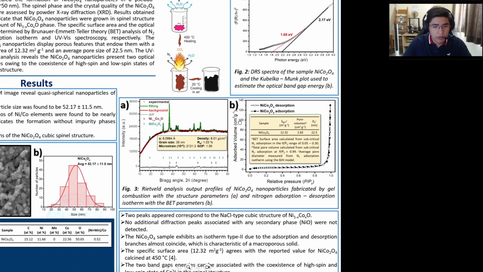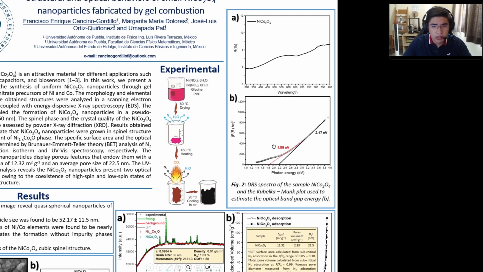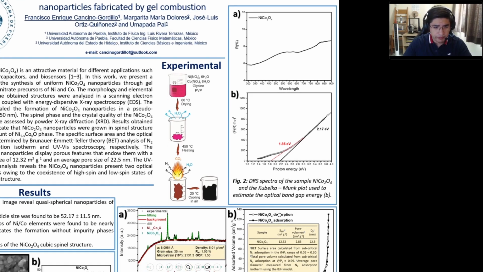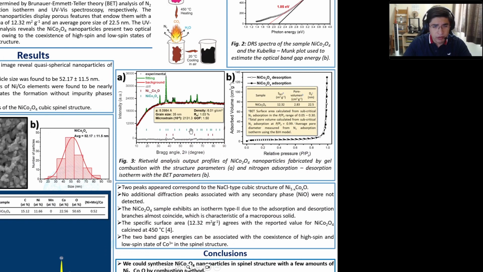We performed diffuse reflectance spectroscopy of the sample using the Kubelka-Munk formalism, and we present the estimated optical bandgap energy. As we can see in figure 2, the Kubelka-Munk plot reveals two values of the bandgap energy, which can be associated with the coexistence of cobalt 3 plus with high spin and low spin states in the spinel structure.